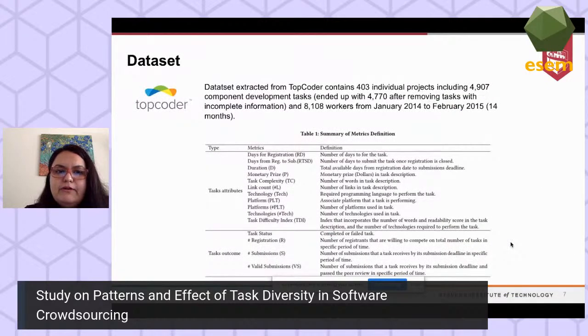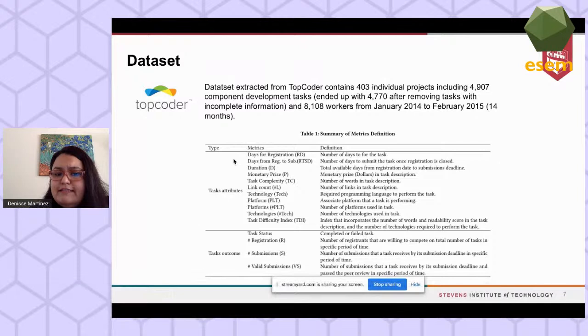The data set that we work with is from TopCoder. It contains about 5,000 tasks and has information on more than 8,000 workers. It is from January 2014 to February 2015. As I was telling you, we extract the task attributes. For example, we have days for registration, days from registration to submission, the duration, the monetary price, and the task complexity. In this case, we use the number of links in the task description.